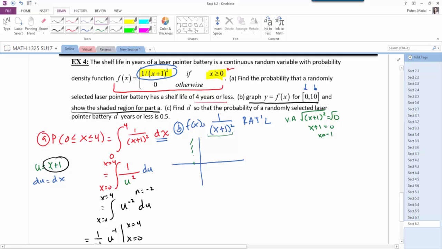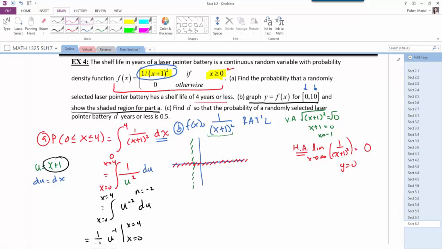So here at negative 1, I have a vertical asymptote. I know that I have a horizontal asymptote at y equals 0 because if I take the limit as x goes to infinity of 1 over (x plus 1) squared, I would end up with 1 over infinity, which is just 0. So I know that I have that horizontal asymptote at y equals 0 here.